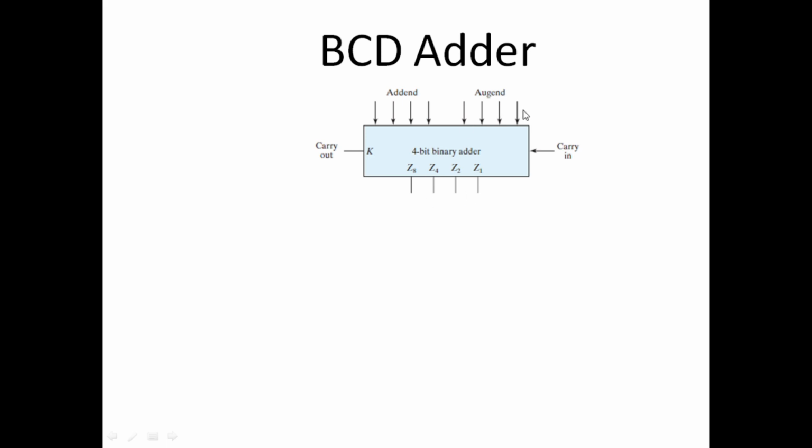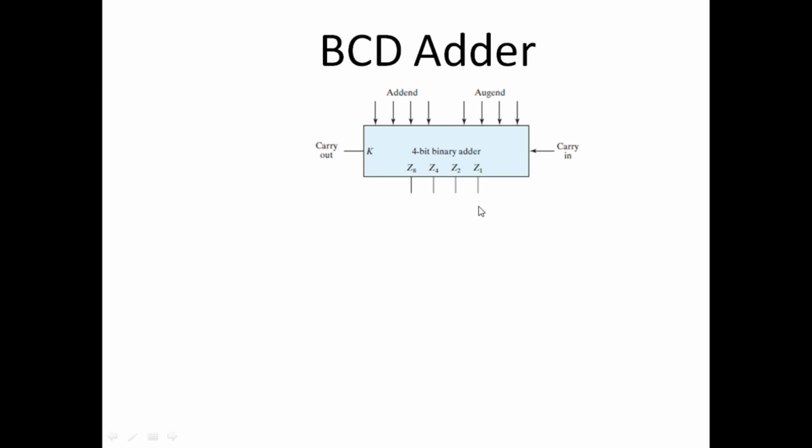If we assume this is BCD digit 1 and this is BCD digit 2, and we add them, the sum is given here. But this is a 4-bit binary adder, so the sum would be correct only if its decimal value is from 0 to 9. If it is equal to 10 or greater than 10, then this binary sum is not equal to the BCD sum. And as we saw in the previous slides, we need correction when the output is equal to 10 or greater than 10.